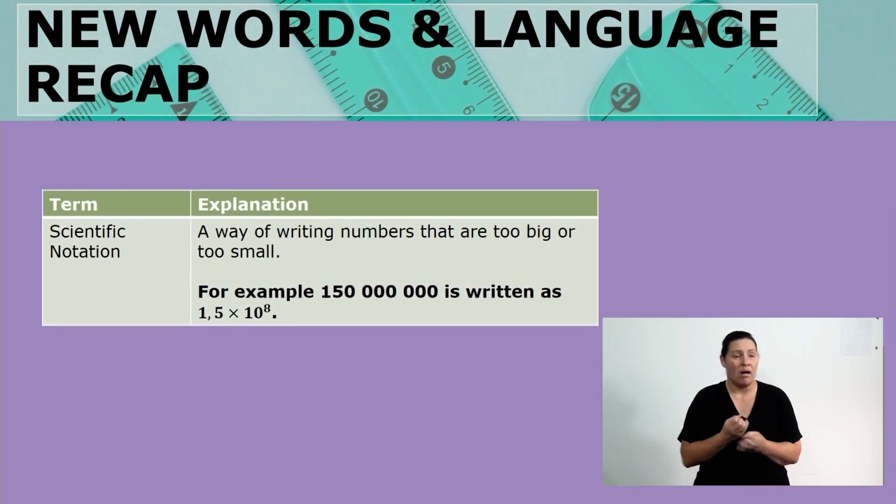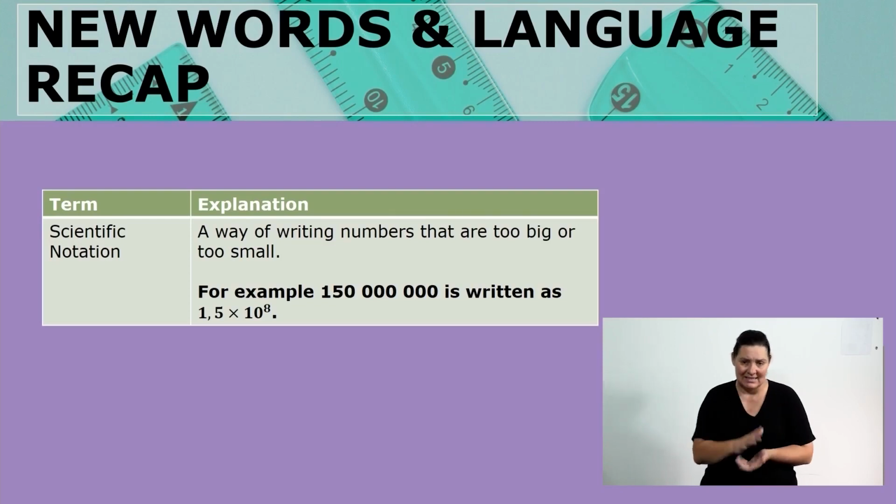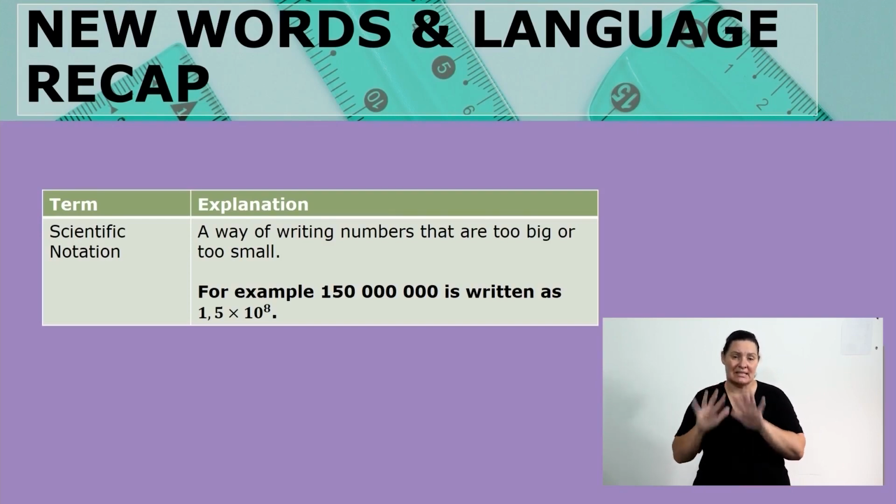Now, we were working a lot with the word scientific notation, and remember what scientific notation means? It is a way of writing numbers that are too big or too small. For example, the 150 million, which can be written as 1,5 multiplied by 10 to the exponent 8.